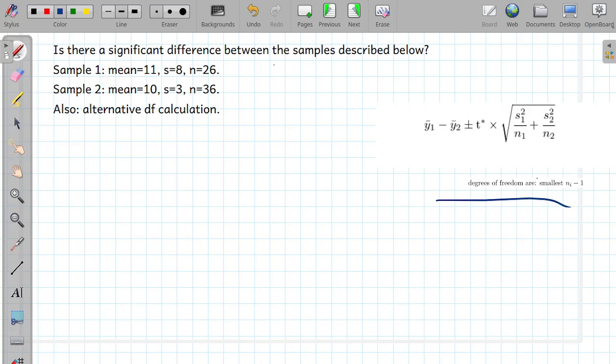is you would go 8 divided by 3. Remember, that's from this stuff here, right? 8 divided by 3 is greater than or equal to 2, so this will be the non-pooled version. That's what we want to do.